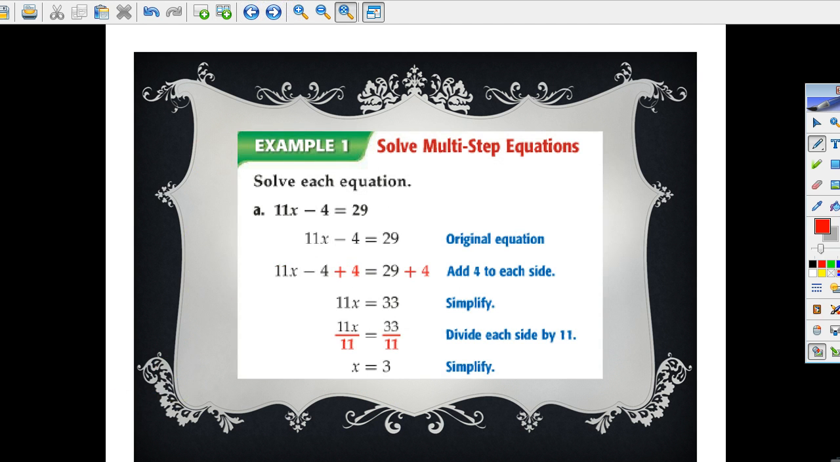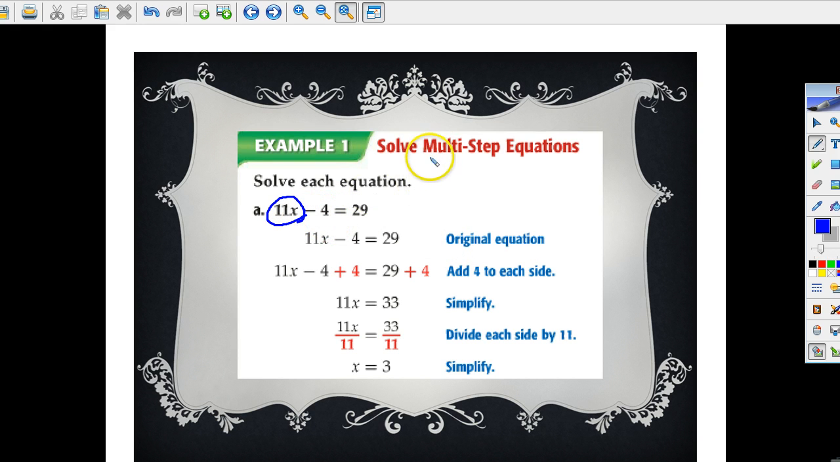So how would we do this? Here's an example of a multi-step equation. It says 11x minus 4 equals 29. We're going to solve this equation. If you've had me in previous classes, what I like to do is circle the term with the variable, because I know I'm going to get rid of what's next to it first.